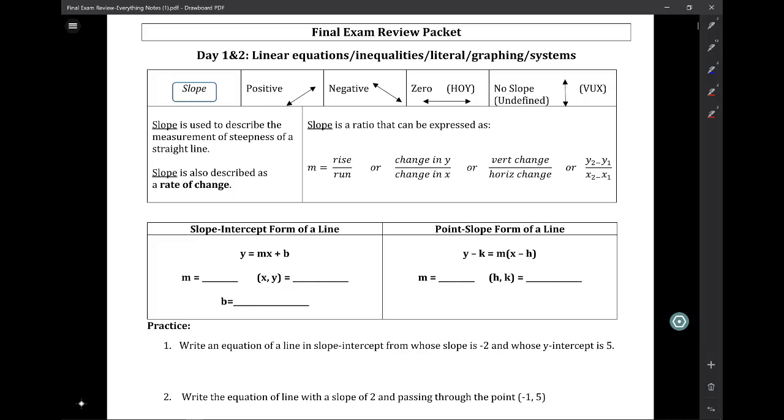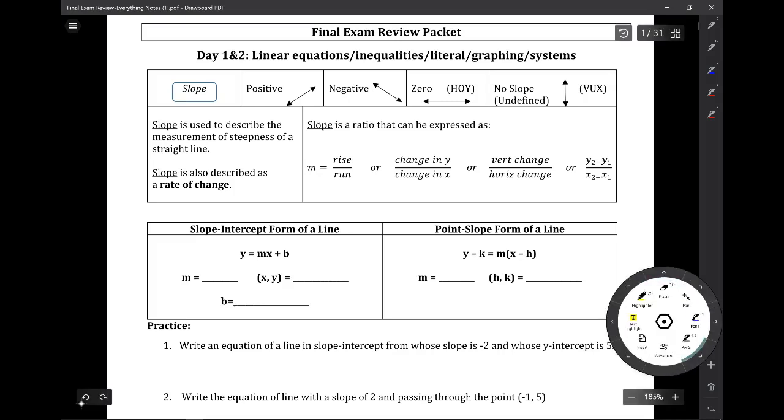So the first few things that we want to review here is what the definition of slope is. Remember, you can have a positive slope or a negative slope. And you can have a zero slope. So we usually use the acronym HOY to represent a horizontal line that has a zero slope, and VUX to represent a vertical line that has an undefined slope. And growing up, you probably always heard slope is rise over run. But this probably is the formula that we go to the most often.